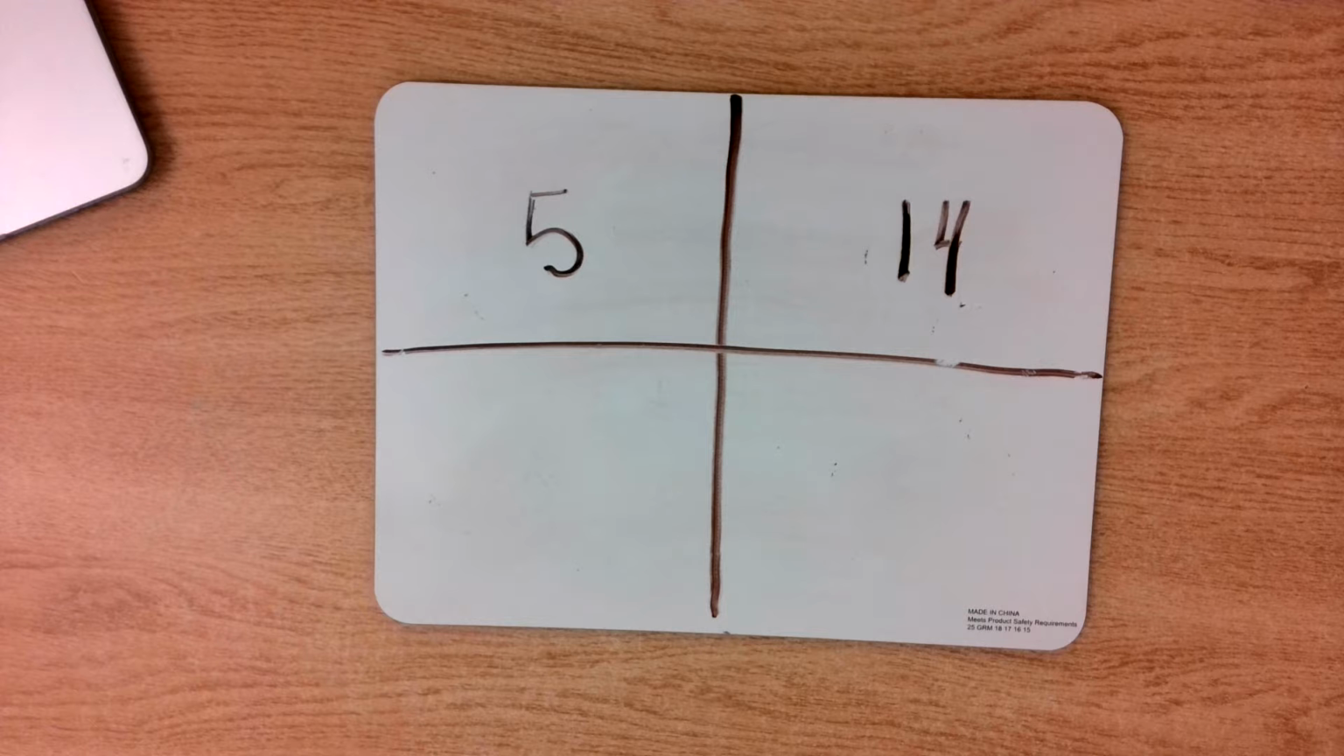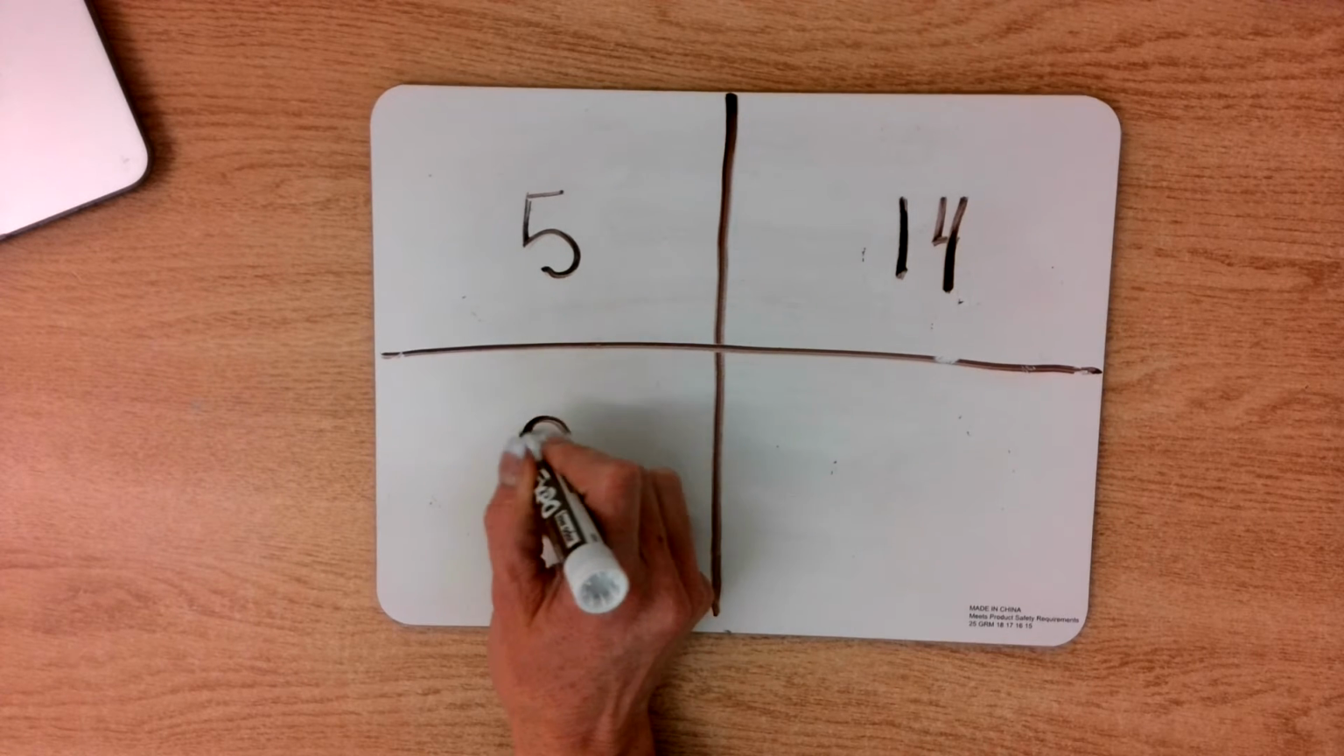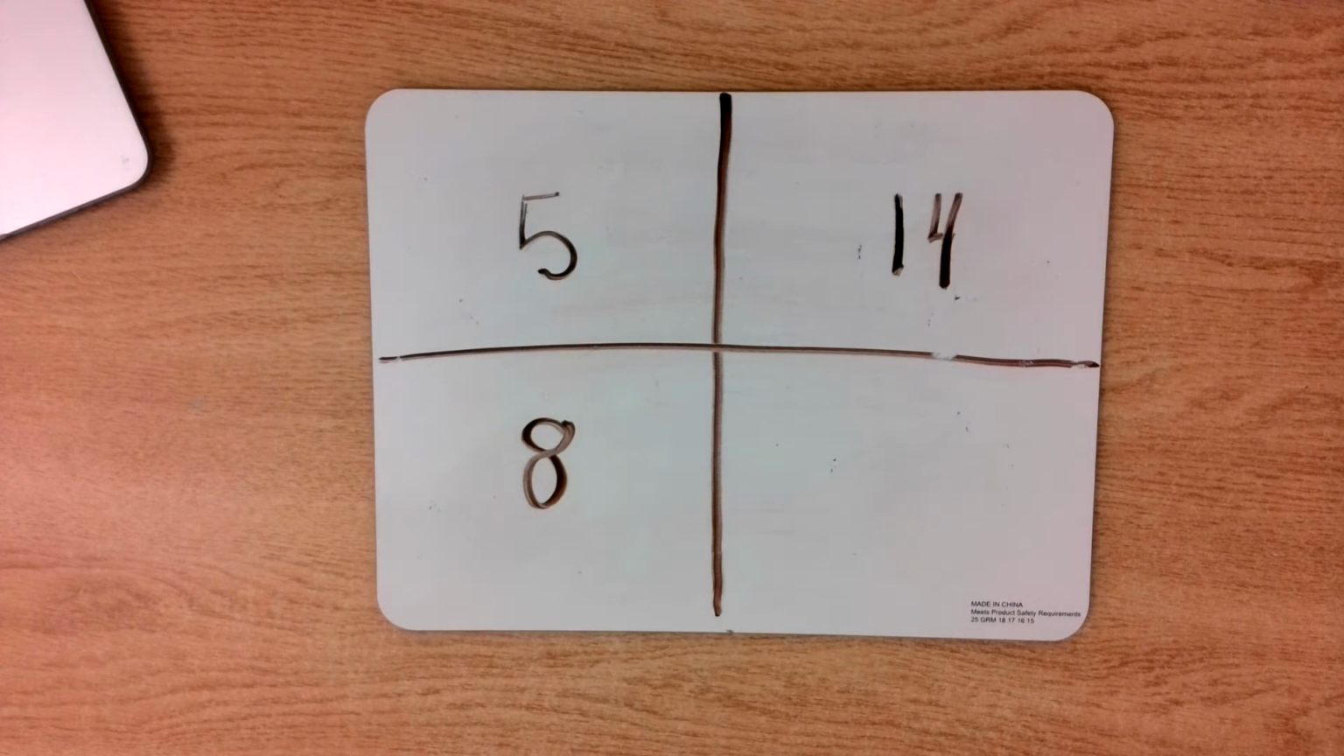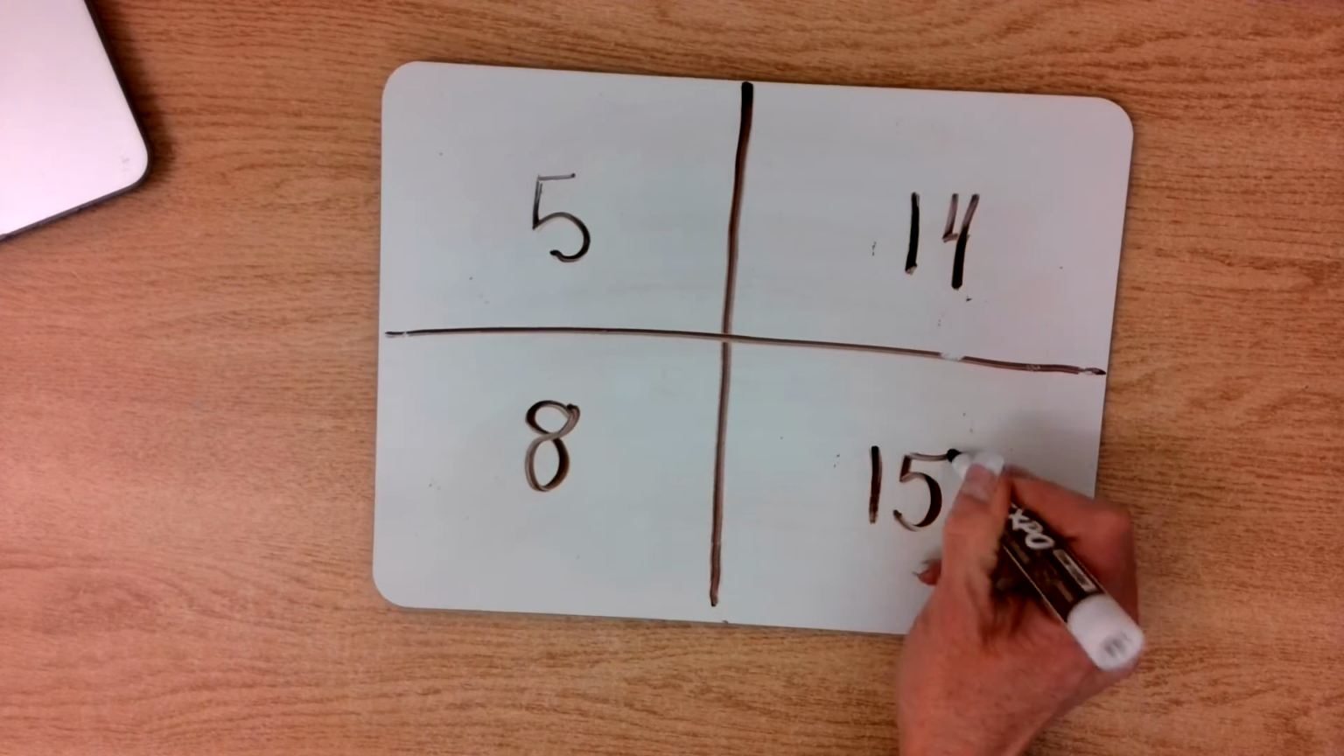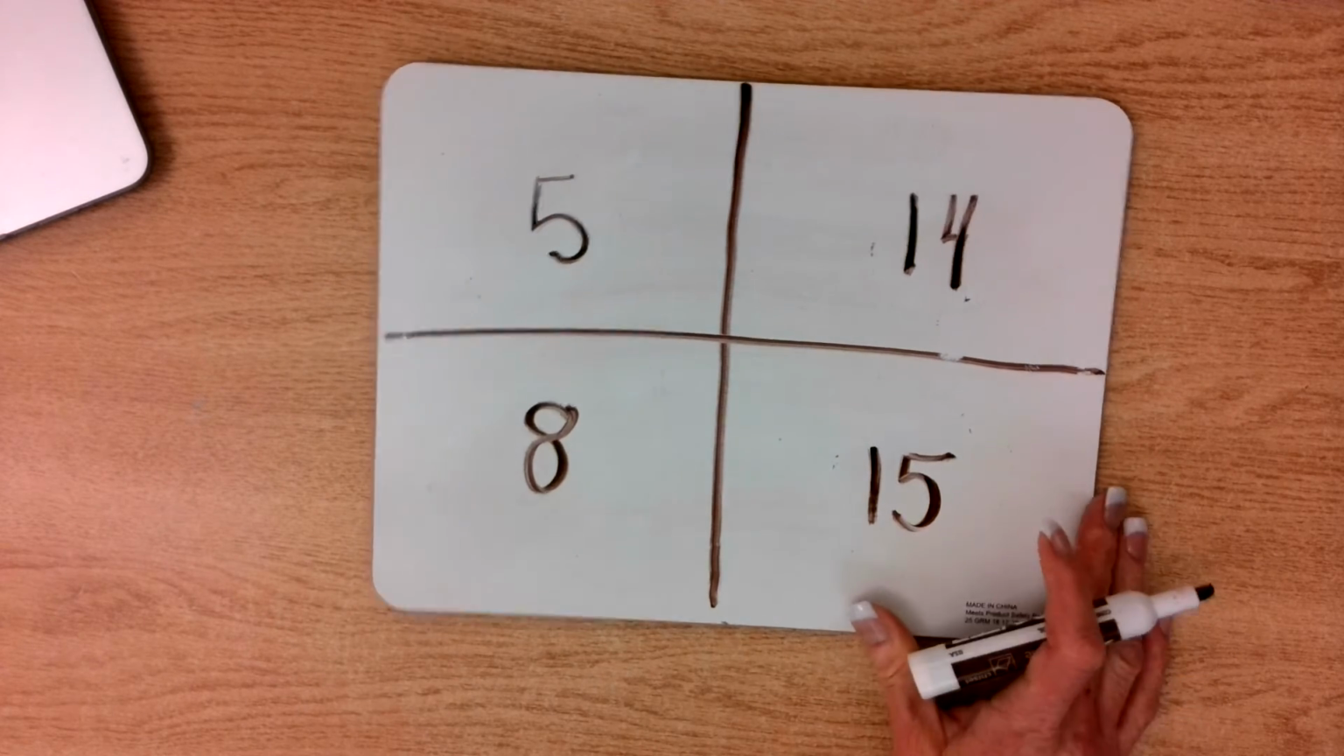How about 3 plus 5? 3 plus 5. Hope you're saying 8. Great. Let's do 8 plus 7. 8 plus 7. Are you thinking 15? Nice work. Awesome. Some of those are pretty tricky.